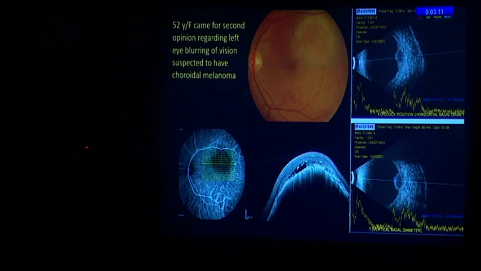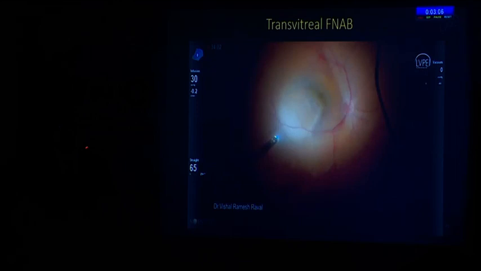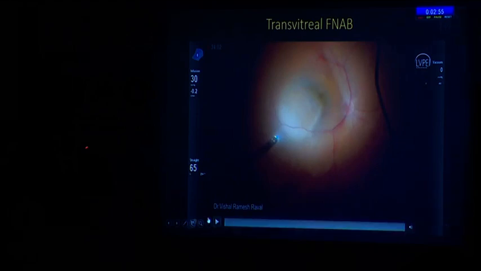Patient was very apprehensive. We were sure that we are dealing with an intraocular mass lesion, but the patient wanted a diagnostic biopsy before we jump on to label any patient to have an intraocular tumor, which can have its consequences throughout the life. So we went ahead and did transvitreal fine needle aspiration biopsy.